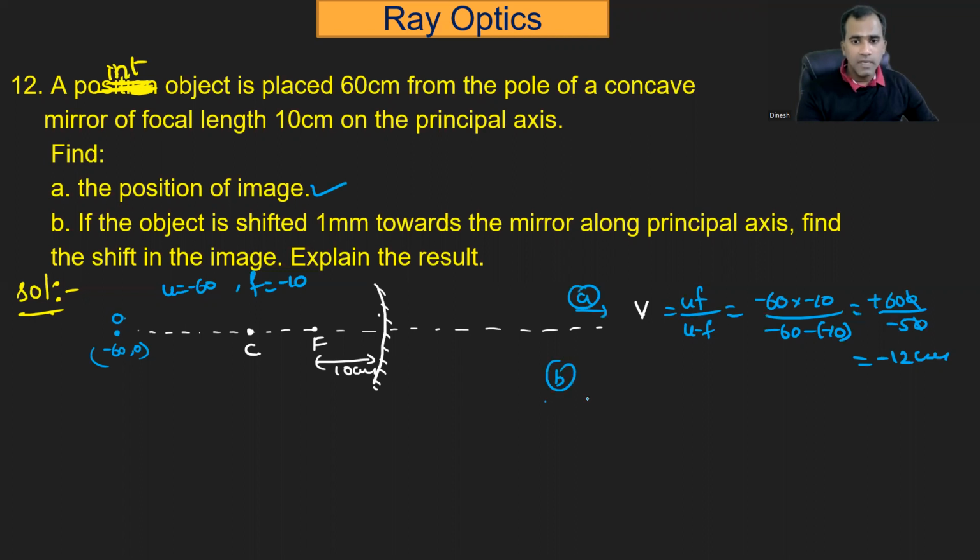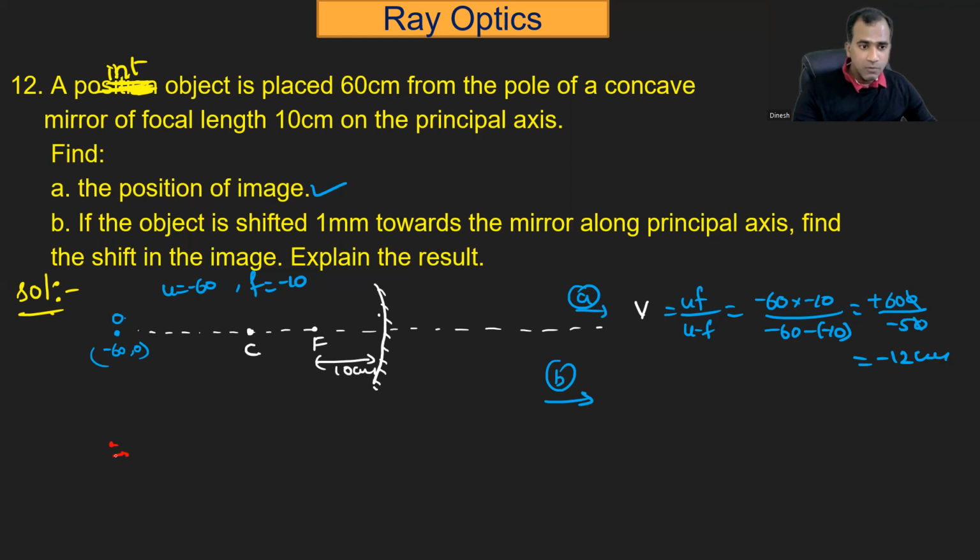Question B: what they're asking is, if the object is shifted 1 mm towards the mirror along the principal axis, find the shift in the image. Any ideas? Yes, we can go ahead with the very basics. What is U now? They are shifting, moving the object from this position into this position.